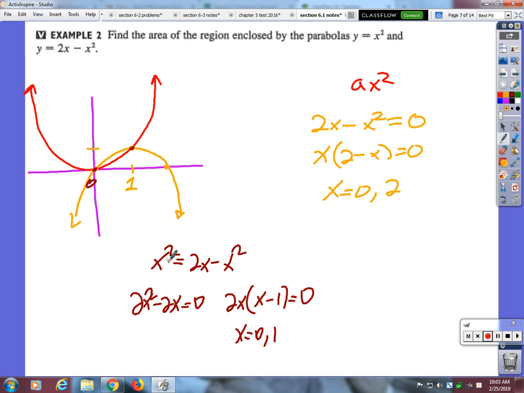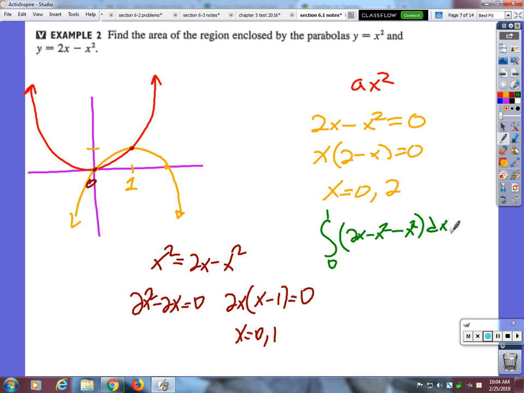So that's a different way that you can find these two intersection points without graphing. Now let's go back to Maggie's question. How can I tell which one is on the top? We know from my drawing that I'm going to go from 0 to 1 of the orange one, 2x minus x squared, minus the maroon one. Can you guys see that?